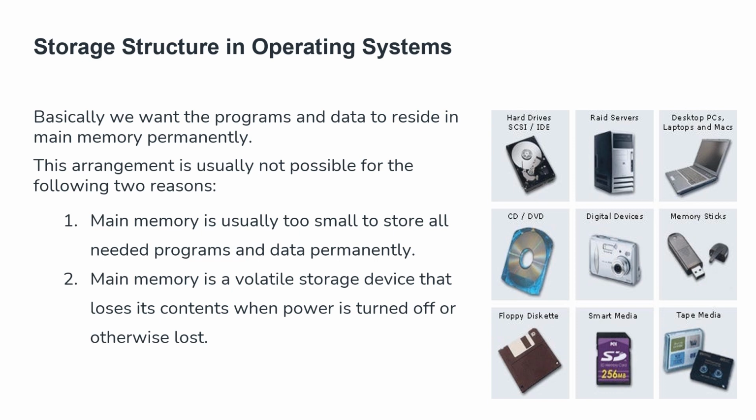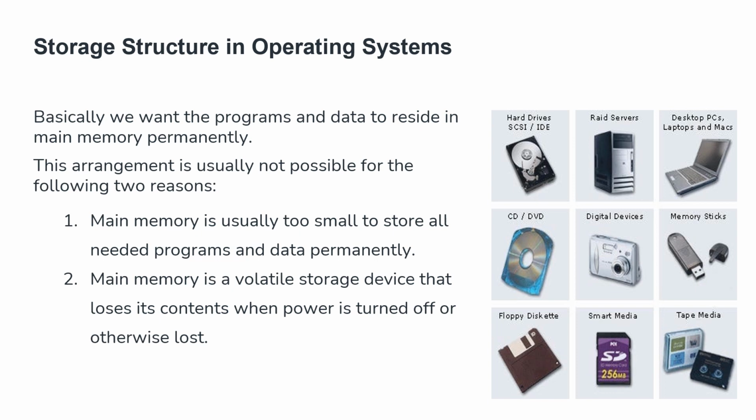The second challenge is the volatility of main memory. Unlike secondary storage devices like hard drives or SSDs, main memory loses its contents when the power is turned off. This means that any data or program stored in RAM disappears when you shut down your computer. This volatile nature makes main memory unsuitable for long-term storage, and we need an alternative solution for retaining data beyond power cycles.